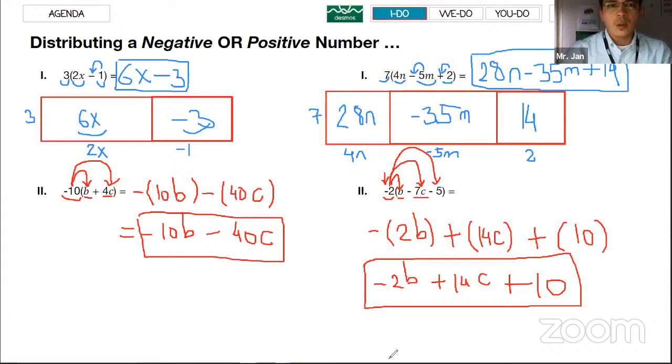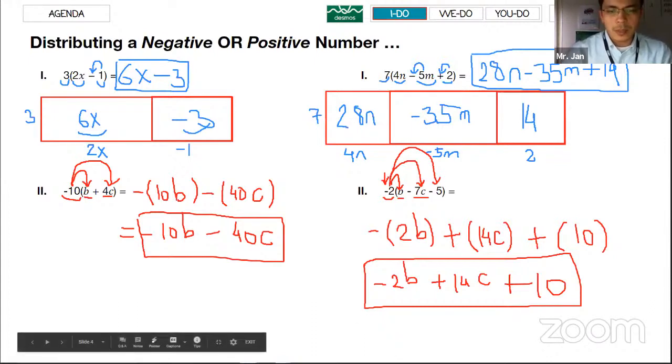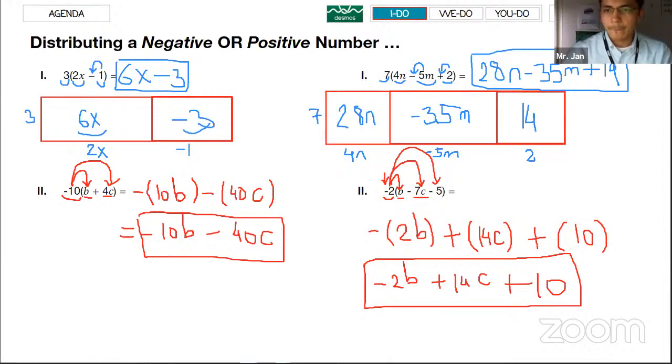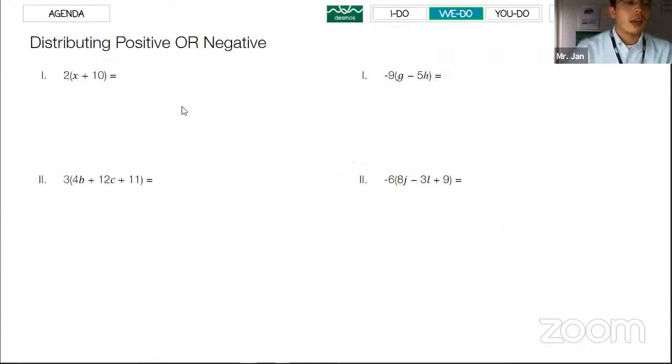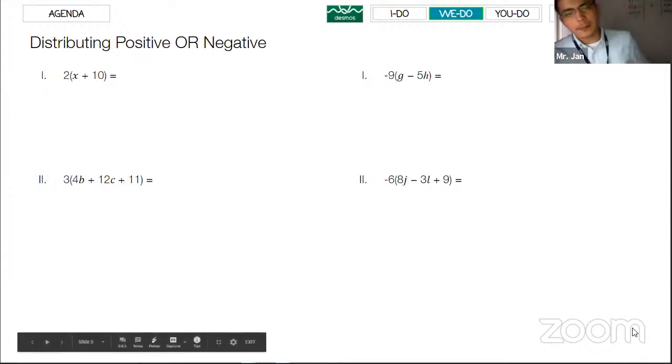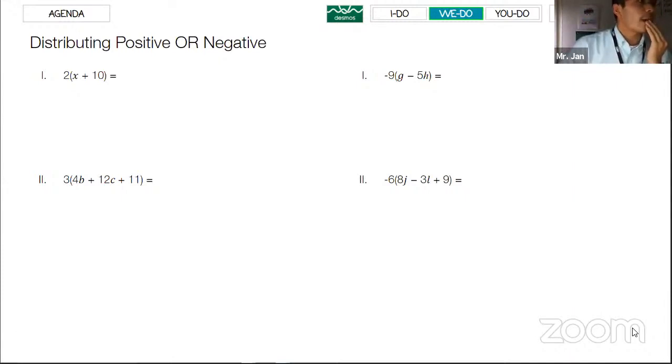Okay, let's move on. Let's see what we have on the we do part now. I'm going to open up the chat box. Let's clear this out. Okay, so for the first one, what do you think if you distribute 2 inside of the parentheses? You guys can type your answers in the chat box. Okay, hybrid students, you can also type your answers in the chat box. What do you think for the first one?